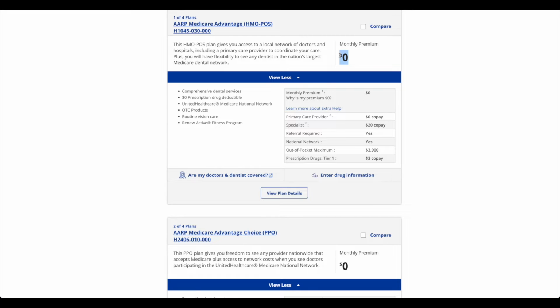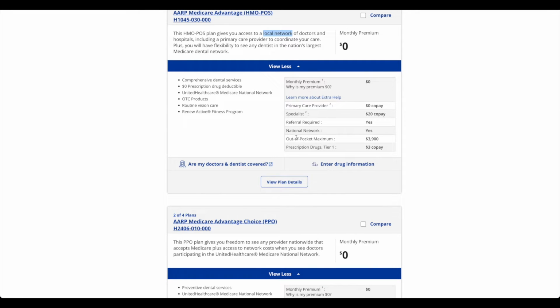So we're going to see the monthly premium is at 0. However, primary care provider, you have a $0 copay on that. Specialist has a $20 copay. There are referrals required, so that's where a little bit of the restriction comes in. They do have a national network, but again, this is really designed for the local network. If you were to go outside of that local network into the national network, then you're going to probably have additional costs, higher copays for specialists and primary care.